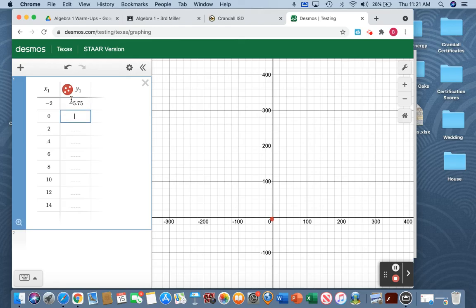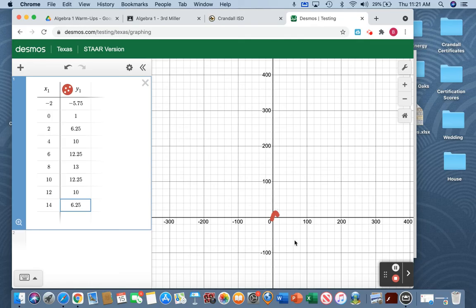And then -5.75, 1, 6.25, 10, 12.25, 13, and then 12 is 10, and 14 is 6.25. Okay, so as you can see, these points are kind of here.